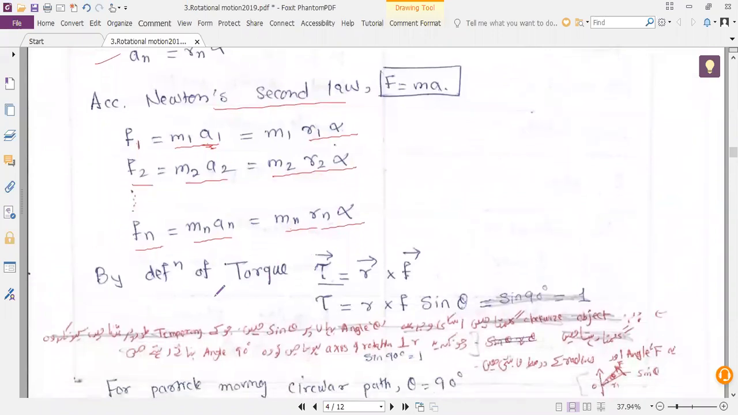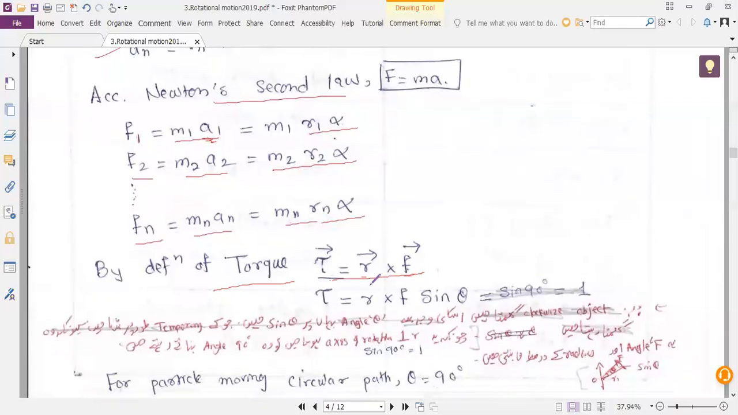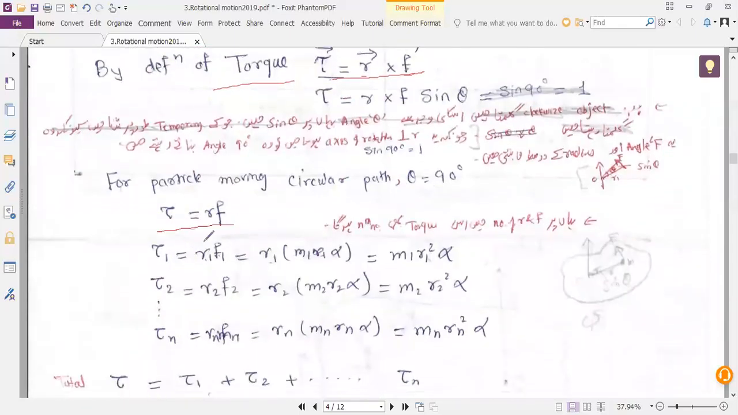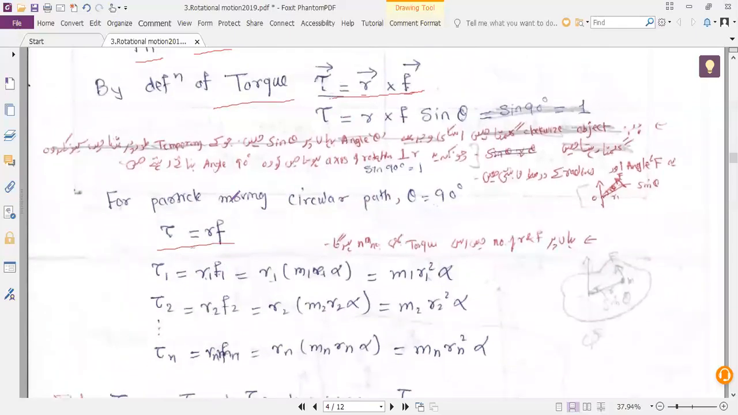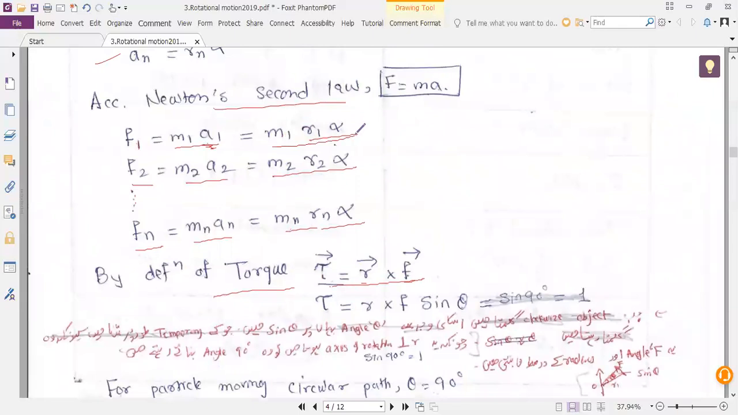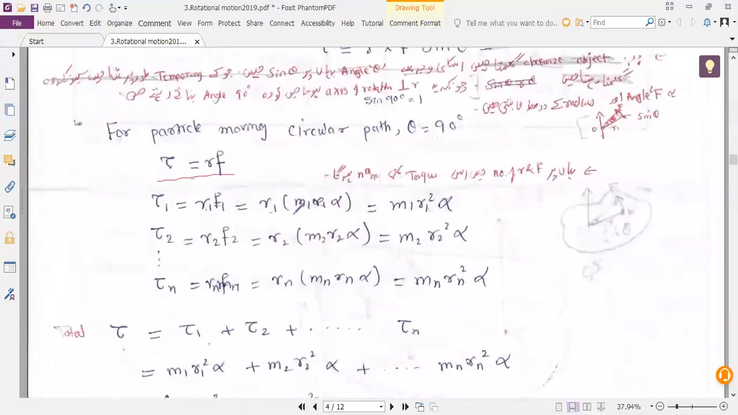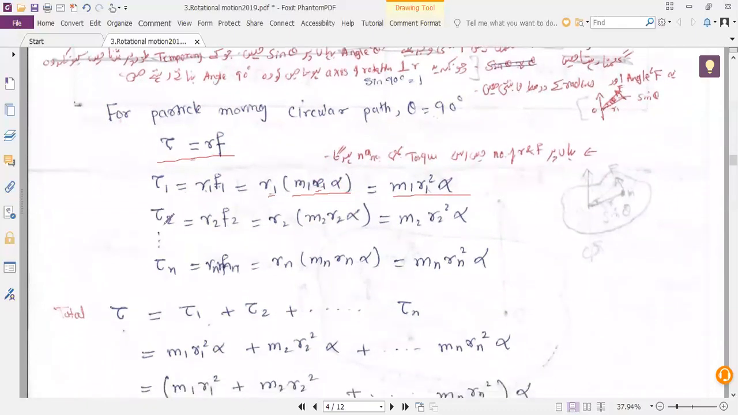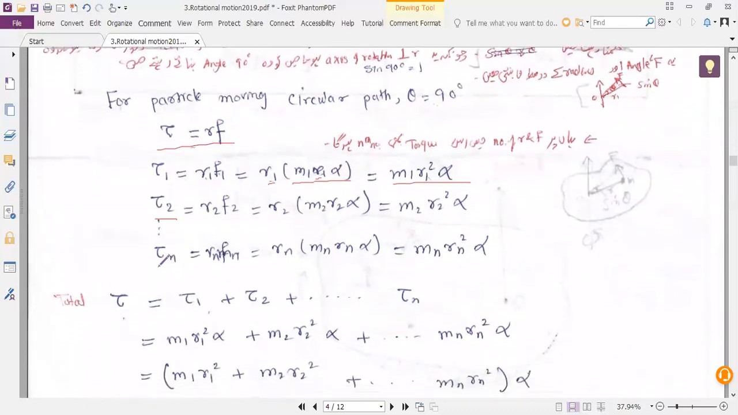Now according to the definition of torque, what does torque say? Torque is nothing but distance into force. Yes, true. If the distance is large, your torque is large. If your distance is low, your torque is low. So can we represent torque by torque is equal to R into F? So we are calculating each particle torque. So torque 1 is equal to R1 F1. Now we have the F1 formula. What is the F1 formula? M1 R1 alpha. So here we are putting the force formula M1 R1 alpha. So we have R1 times that, and it is represented by M1 R1 square alpha. Similarly, we can calculate torque 2 and till torque n.